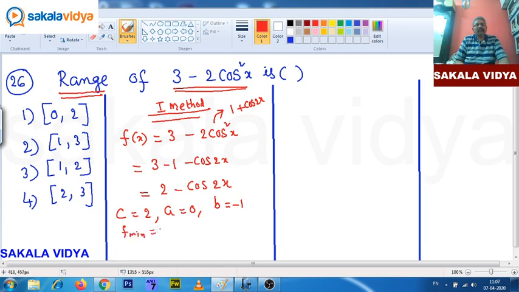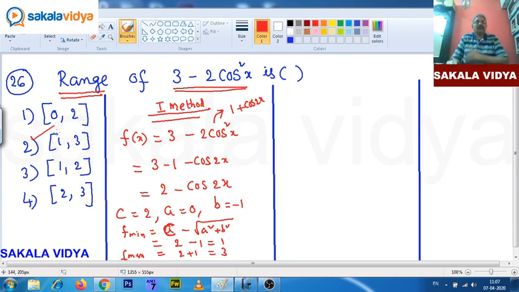F minimum is equal to C minus root of A square plus B square. So, C is 2, minus root of 1, which is only 1. So, F min is 1. F max is equal to 2 plus 1, which is 3. So, that means the second option is the right option. Otherwise, the second method.